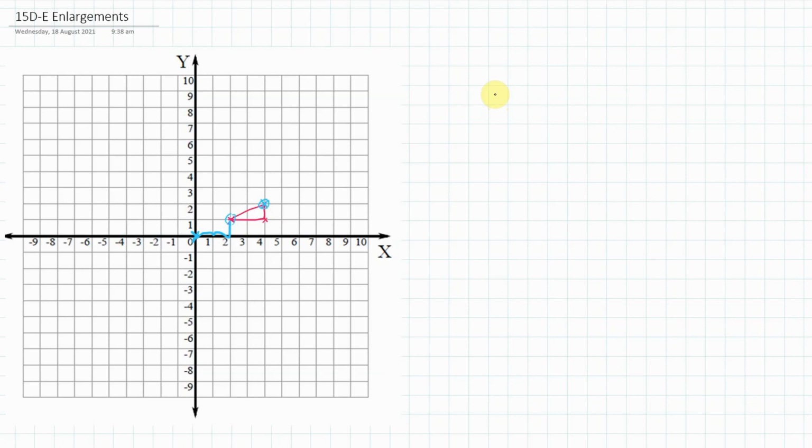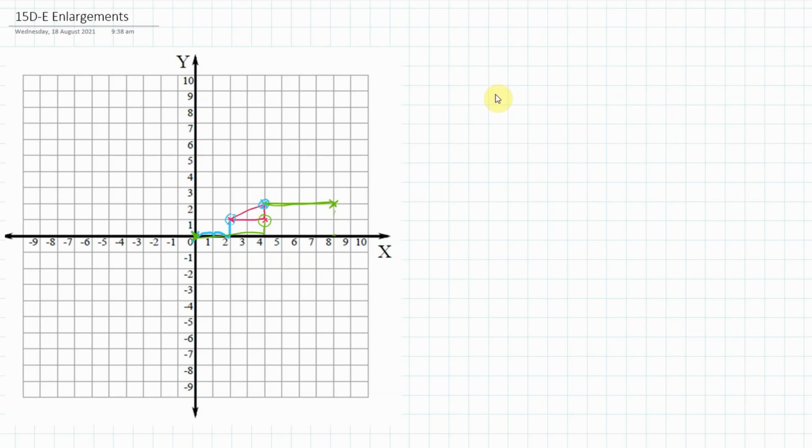Now, let's look at this point here. Okay, now you can see that originally, going from my point of origin, 0, which is our centre of enlargement, I've gone across 4 and up 1. So if I double that, I go across 8 and up 2, which brings me to here. So now you can see this is the base of my triangle.